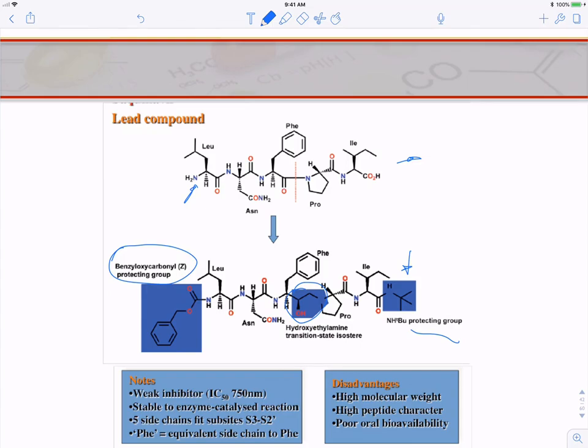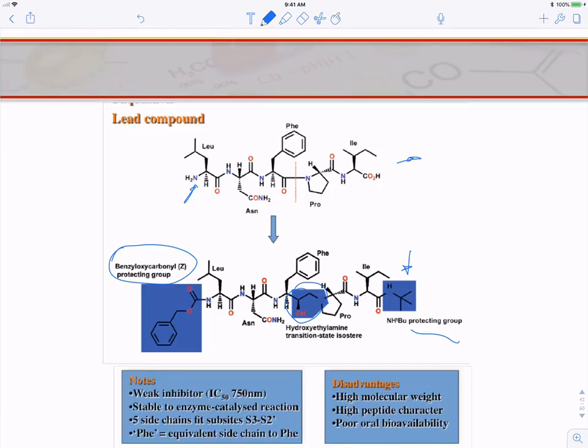This was still very much peptide-like, had high molecular weight and had several authentic peptide bonds, which made it both vulnerable to proteases and not very bioavailable. It's a weak inhibitor, however, and basically it can be trapped inside the enzyme.